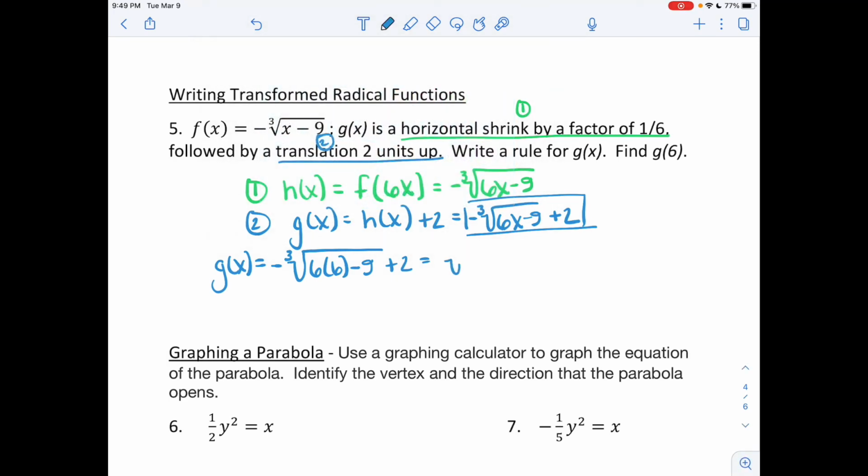We said that this is a third root of 27 and then plus 2. Well, the third root of 27, don't forget your negative sign. Third root of 27 is 3, and then that negative sign out in front makes it a negative 3 plus 2, finally equaling negative 1. So g evaluated at 6 is equal to negative 1.